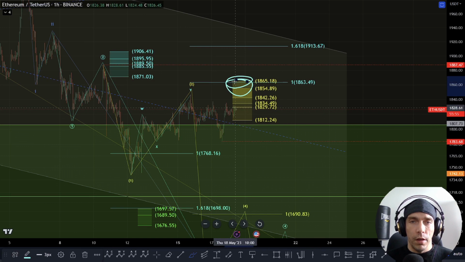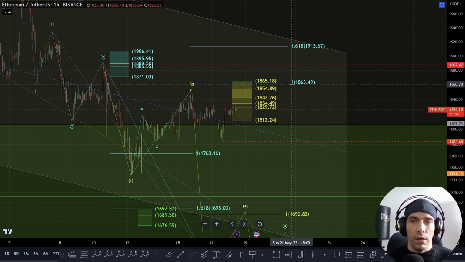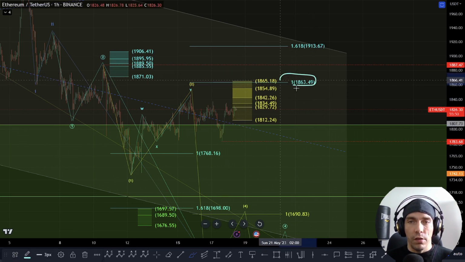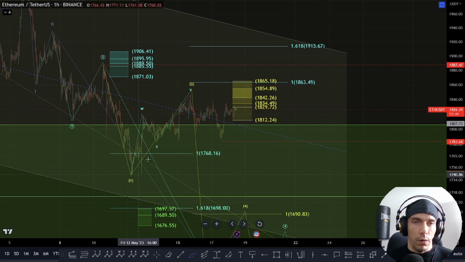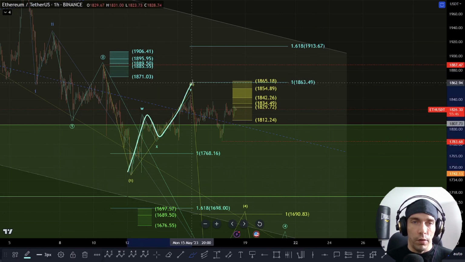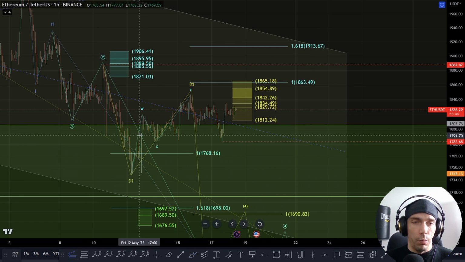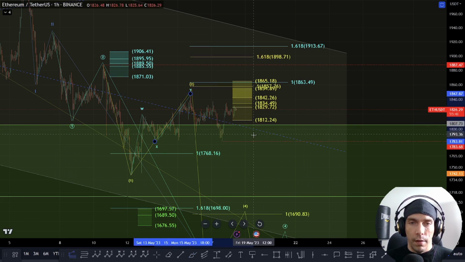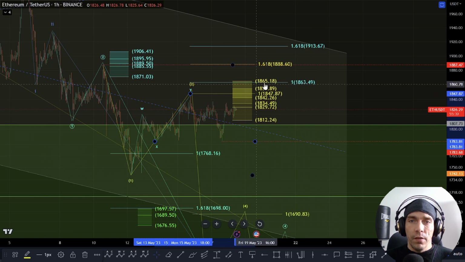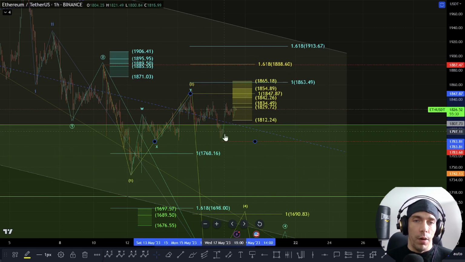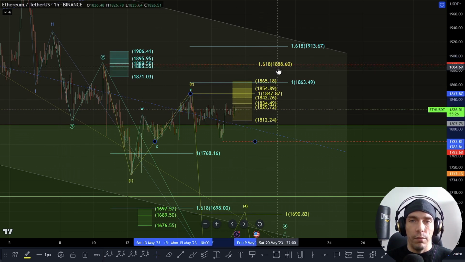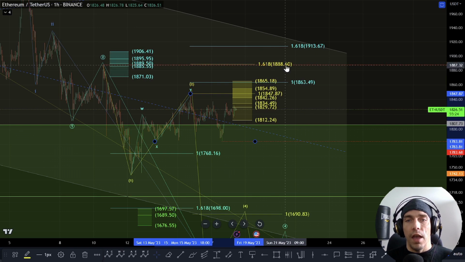Now if we are looking at an expanding flat, what we could actually see is a move up here towards this 1863. That would be a typical zone of this as a 1-to-1 of this W, X, and this Y of the W wave. If we are looking at that possibility, this can technically even push up towards this zone of this 1618, which is sitting here towards this 1888 area. So if this is a flat in a bigger way here as an expanding flat, what we could even see is a move up towards this higher level here of this 1888 zone.